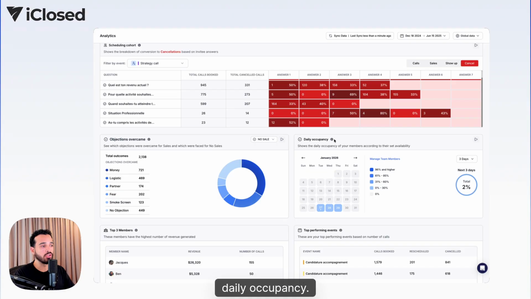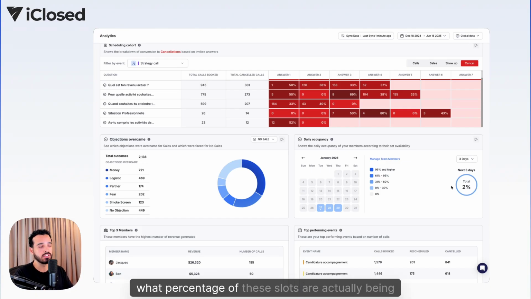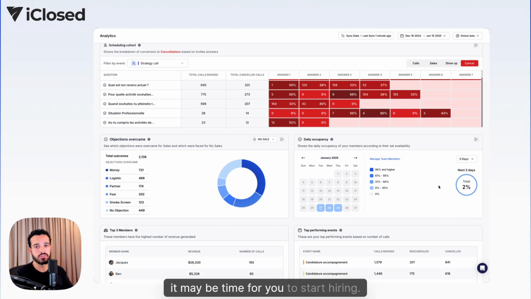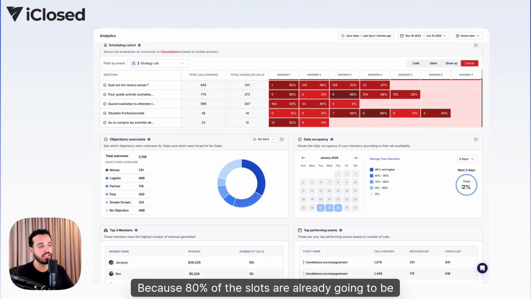Okay. Then daily occupancy, this is very helpful for you to know, out of all the time slots that you have available on your scheduler between all of your closers that are added to that scheduler, what percentage of these slots are actually being booked. Okay. Now, if this number is around 70 to 80%, it may be time for you to start hiring, because let's say you're trying to scale your ads, but your occupancy is at 80%. That means that as you start to spend more on ads, the leads that you're sending to your funnel aren't going to be as likely to find a time that's going to work for them, right? Because 80% of the slots are already going to be taken, right?